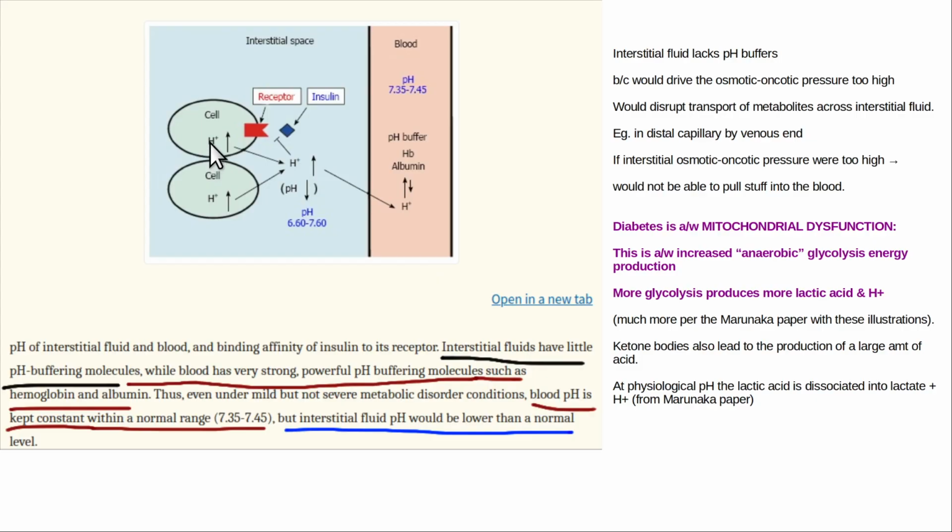Okay, this is more of the same about how the blood has a very good pH buffer, but the interstitial space, the space around the cell, is different. So you're outside of the blood vessels, you're just in the space in between cells. That's the interstitial space. Okay. And we know that diabetes is associated with mitochondrial dysfunction. So that's another reason why these cells will run more anaerobic glycolysis. Cancer also runs more anaerobic glycolysis. How interesting. Okay. Ketone bodies also lead to increased production of acid in the extracellular space.